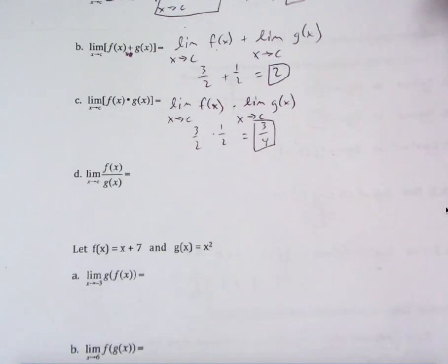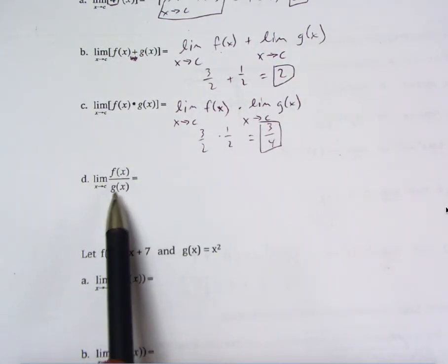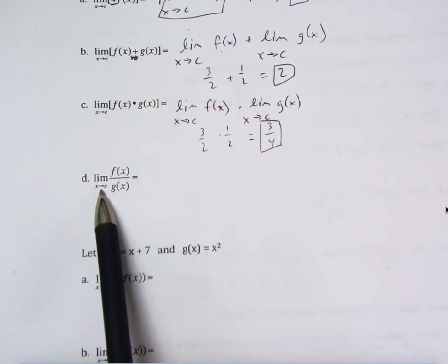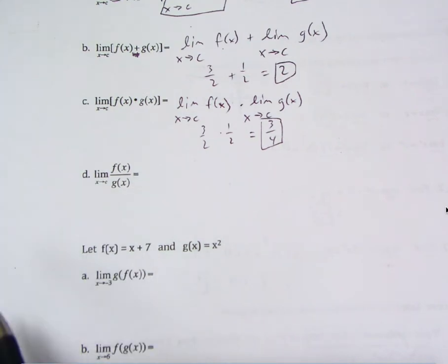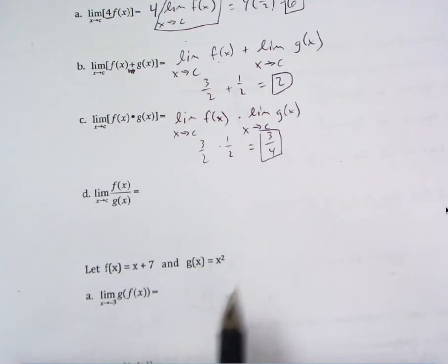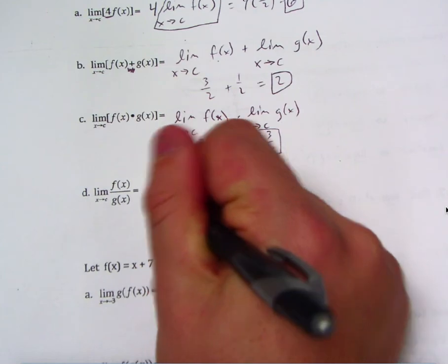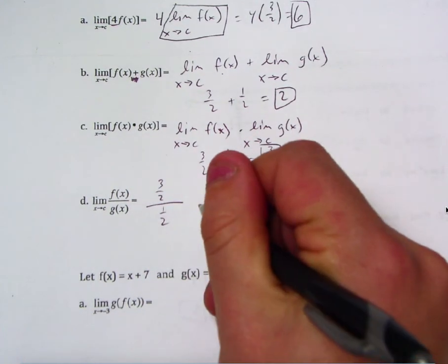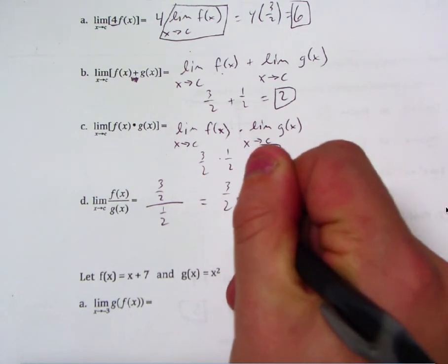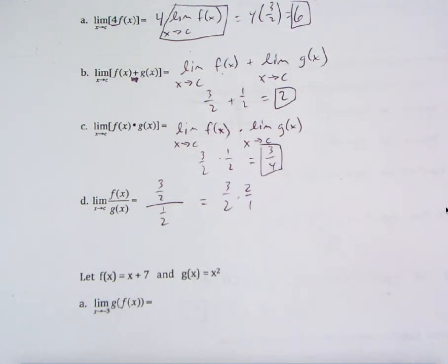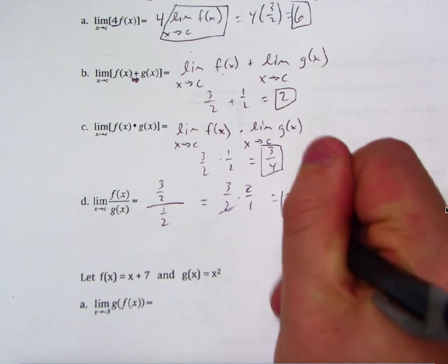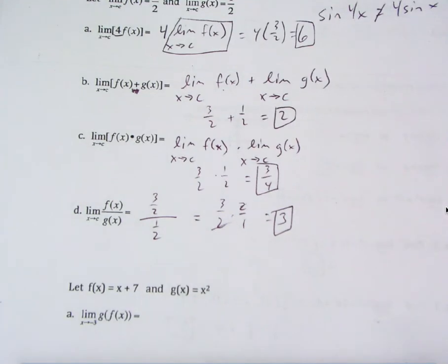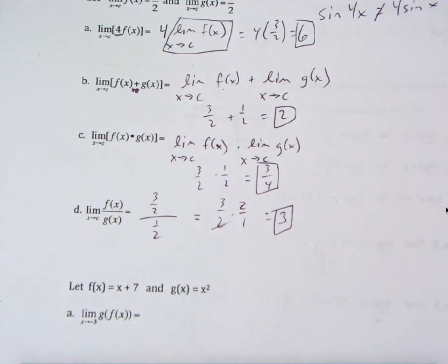And just like the other two, the limit of a quotient is equal to the quotient of the limits. So this would be the limit of f as x approaches c divided by the limit of g as x approaches c, which means we can just substitute right off the bat. Let's do 3/2 divided by 1/2. Remember, when you divide fractions, that's like multiplying by reciprocals. So 3/2 times 2/1. The 2's cancel, you get 3. So just some properties that you're going to come across as you do your analytic methods.